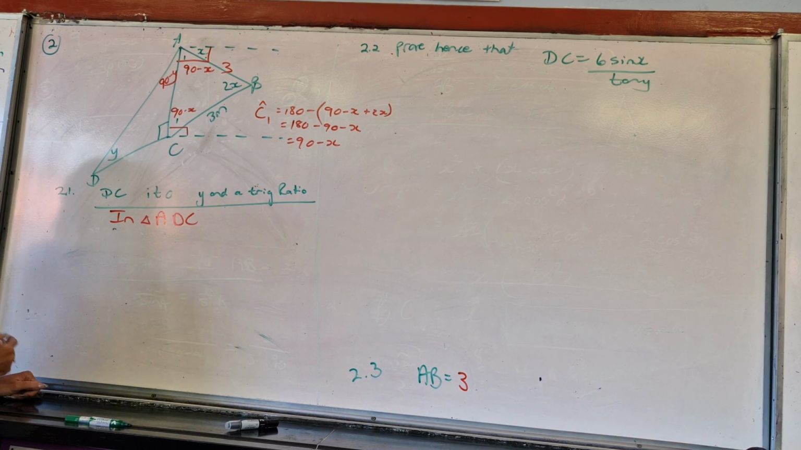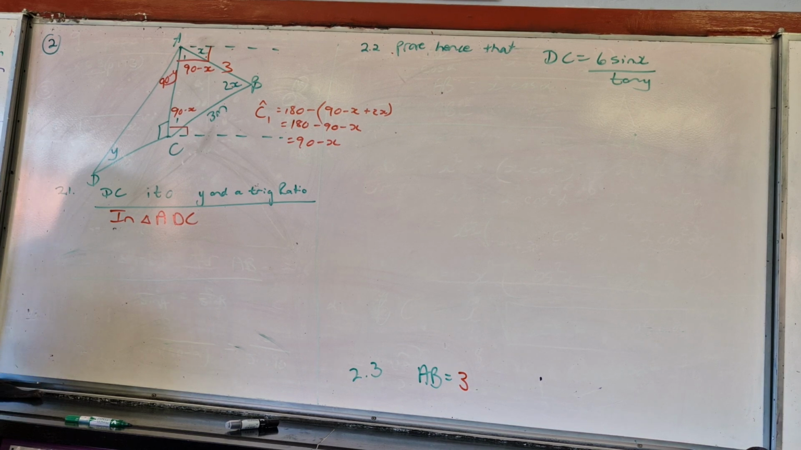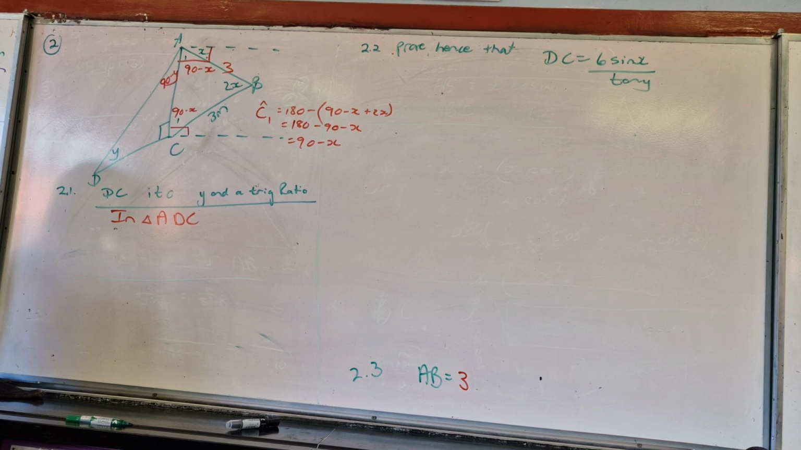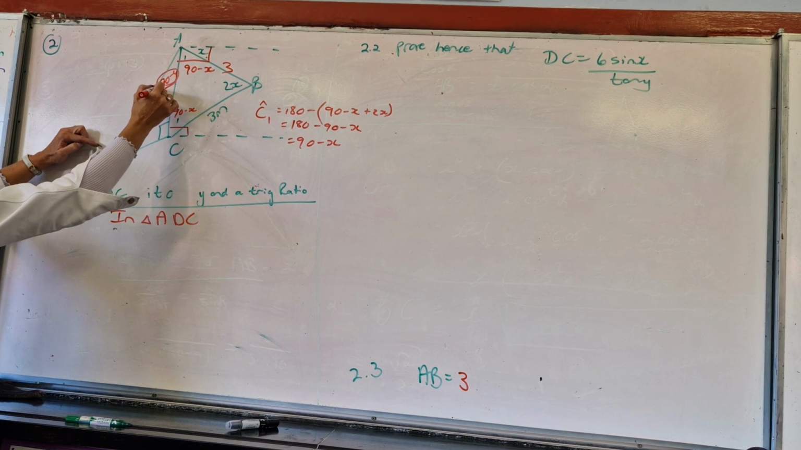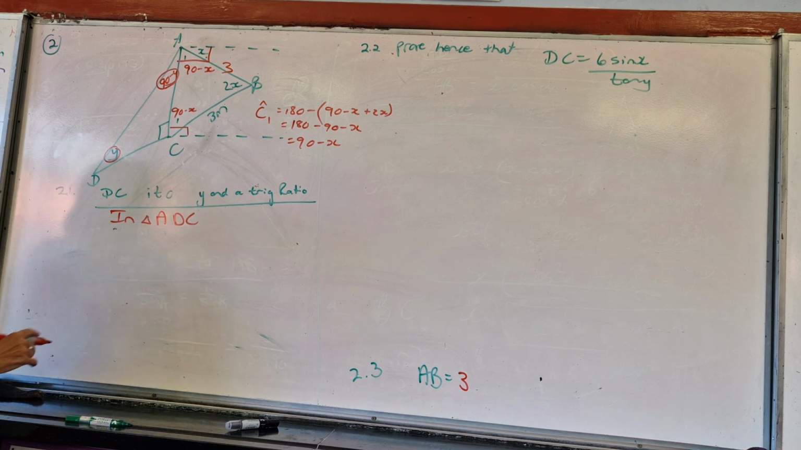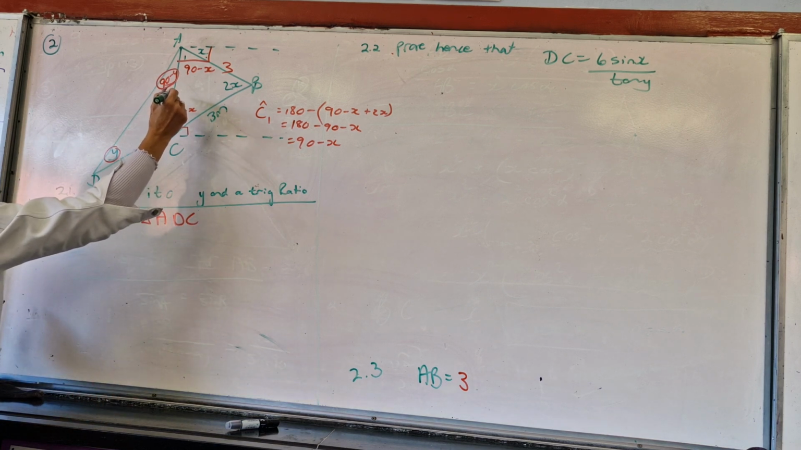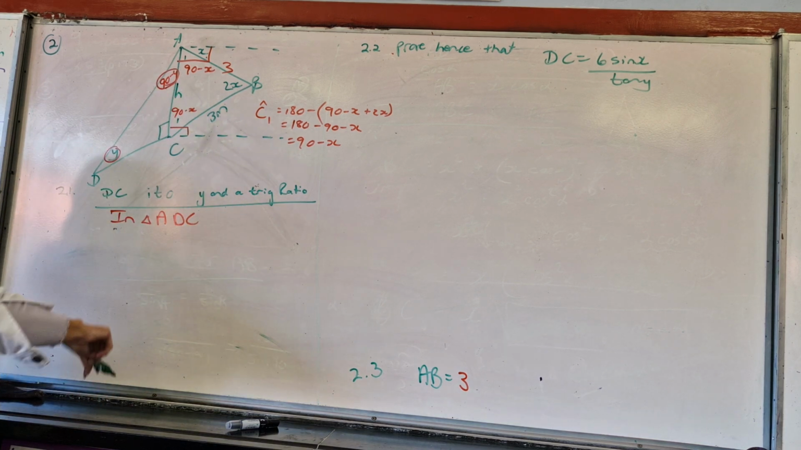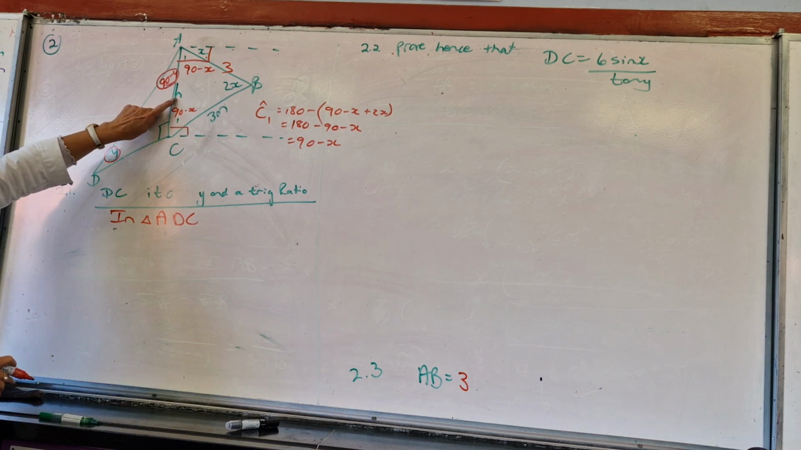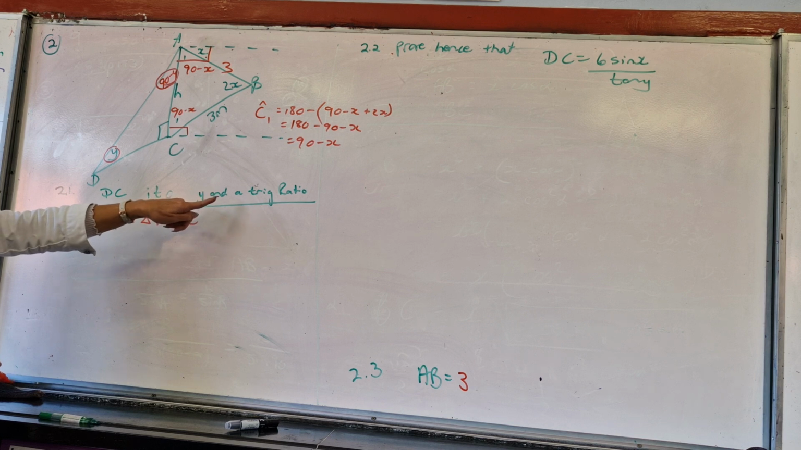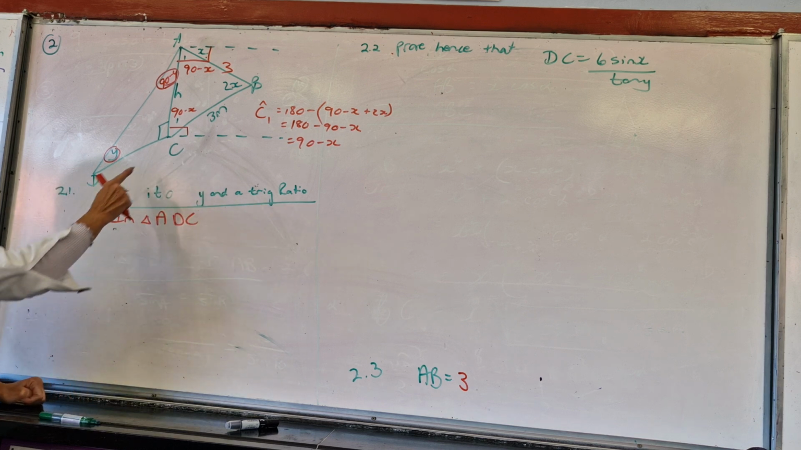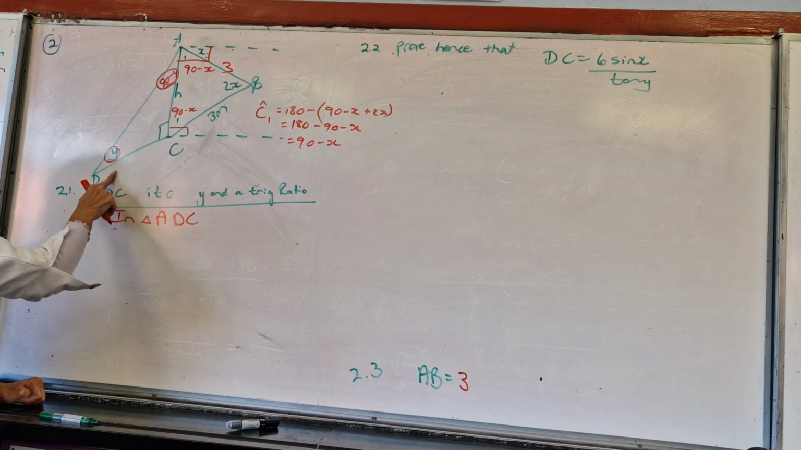ADC? Can I use the sin rule? Yes. Can I use grade 10? Yes. And say with this angle Y, and this angle, oops, I missed something, this was H. Sorry, this was H. So find DC in terms of Y and a trig ratio.